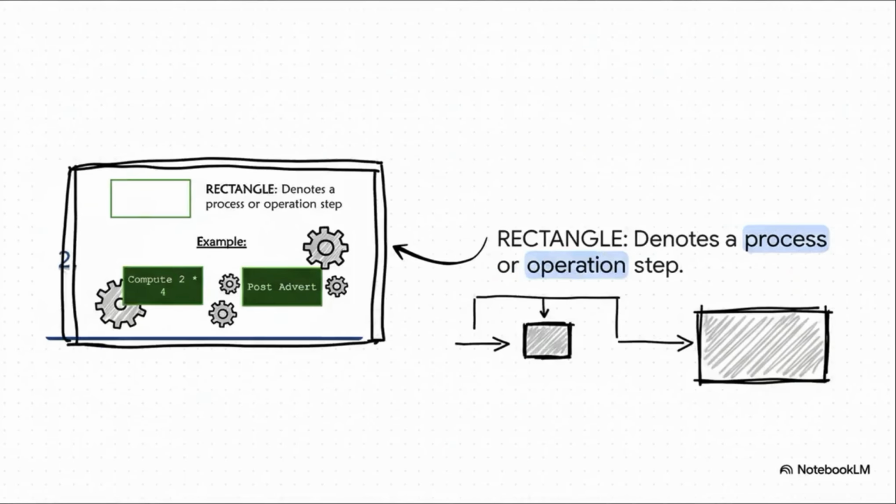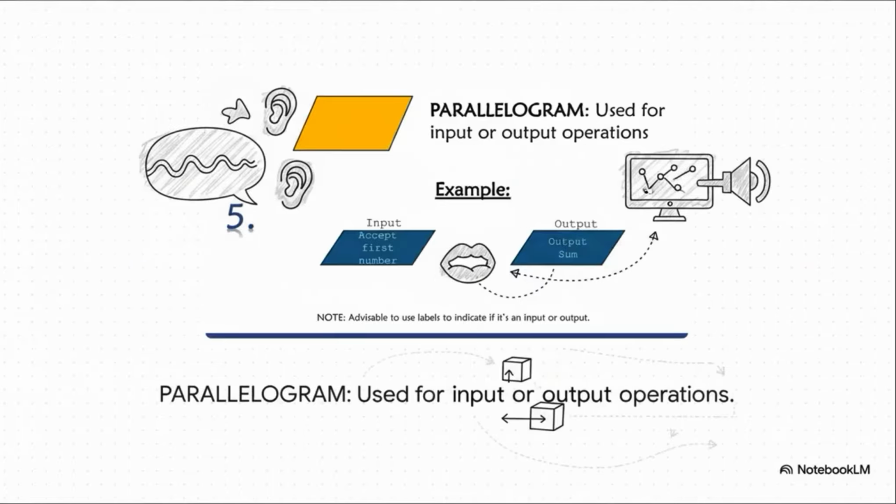Next, we have the rectangle. This is your action block. Anytime your program needs to do something, like, say, perform a calculation or store a piece of information, that instruction goes right inside a rectangle. It represents a process that's happening. This funky-looking shape, the parallelogram, is all about communication. It's used whenever the program needs to get information from the outside world, that's called input, or display information to the outside world, and that's output. Just think of it as the program's mouth and its ears.